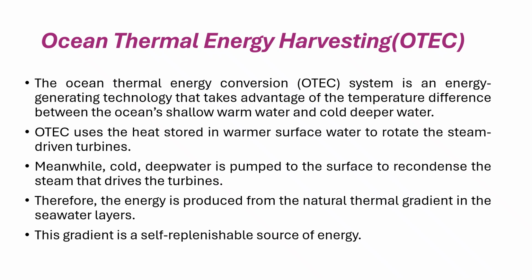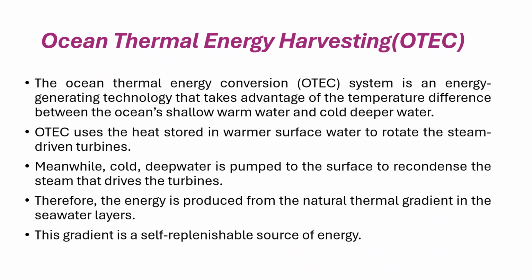The turbines we use here run on the heat energy stored in the warmer surface water. Likewise, the cold deep water is pumped to the surface to recondense the steam. Of course, it will be hot at the warmer surface. To cool it, we use the cool temperature in the deep water to recondense the steam that drives the turbines. Therefore, the energy is produced from the natural thermal gradient in the seawater layers itself. This gradient is a self-replenishable source of energy.